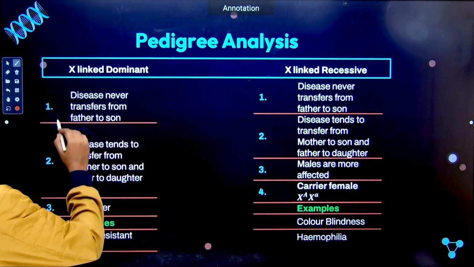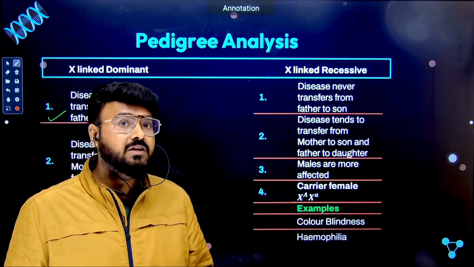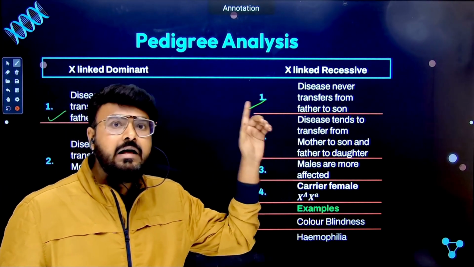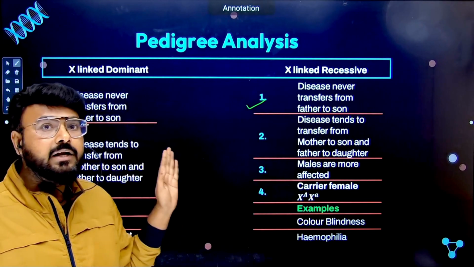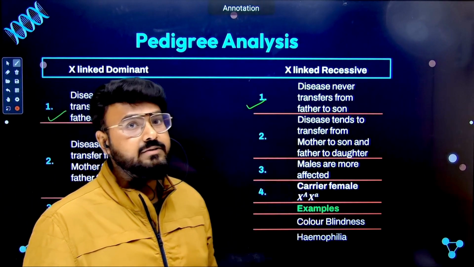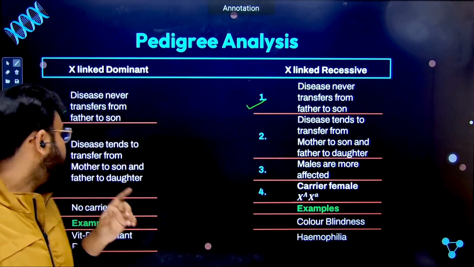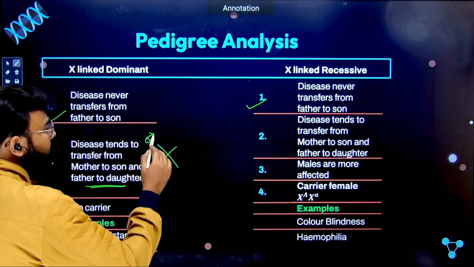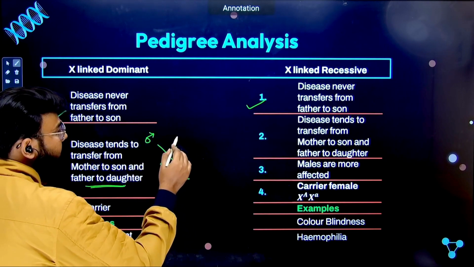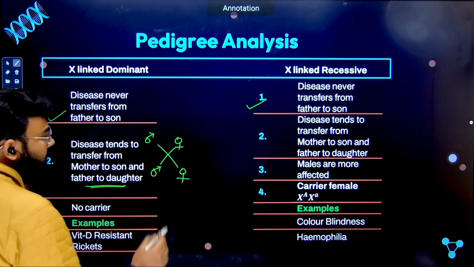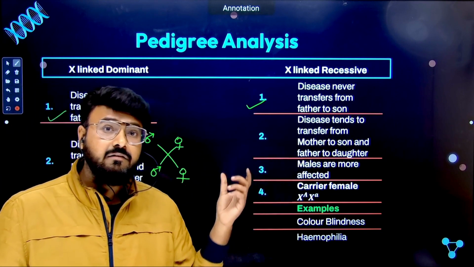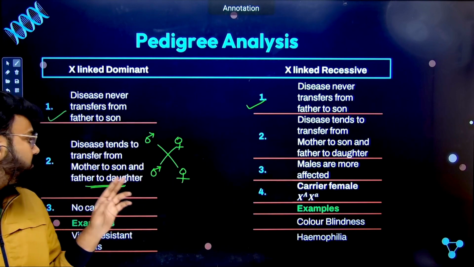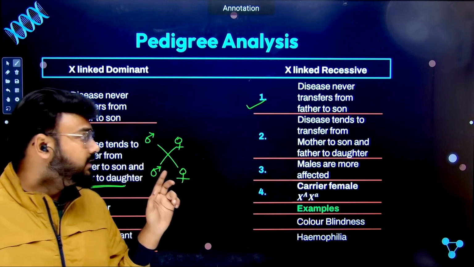First thing, the disease never transmits from male to male, meaning father to son. Both points are common for both X-linked dominant and X-linked recessive. It never transmits from male to male, because if a disease transmits from father to son, that would be a Y-linked disease, and we know that. Second, we will observe a crisscross inheritance where the male transmits it to the female and the mother transmits to the son. So in both cases, there is a possibility of crisscross inheritance where mother transmits to son and father transmits to daughter.